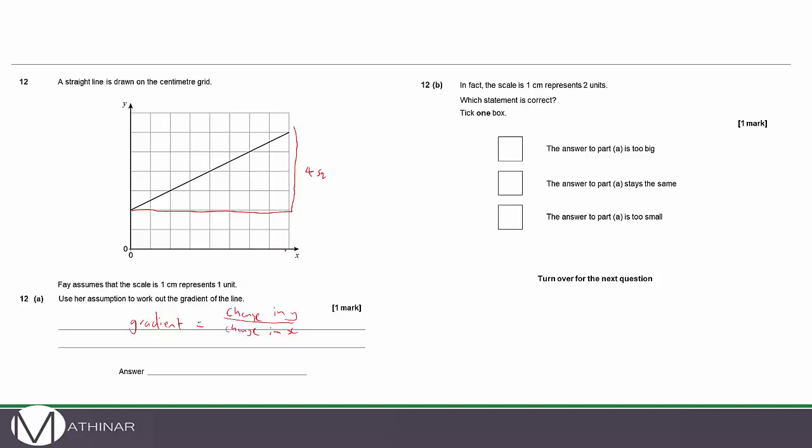and we're told that 1 centimetre is 1 unit, so 4 squares is 4 centimetres, and along the x-axis we've got 8 squares. So the change in y is 4, the change in x is 8, so the gradient is a half. The gradient of the line is a half.